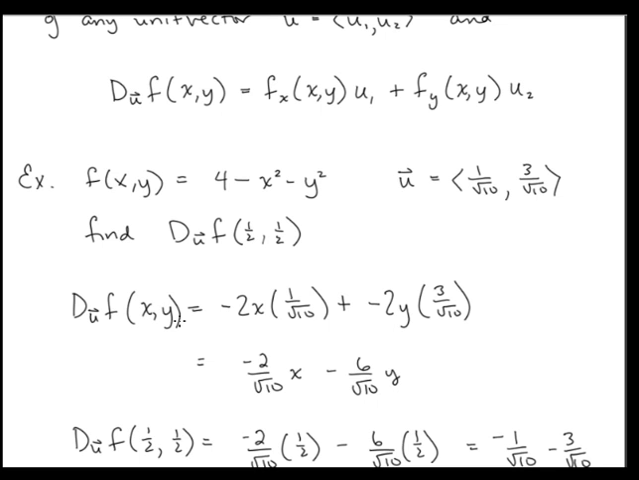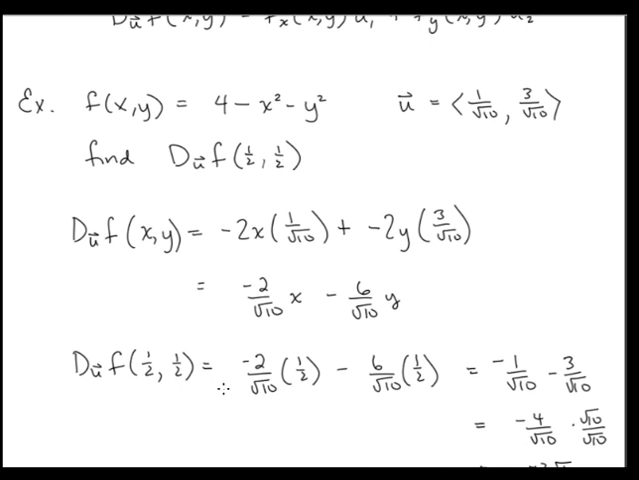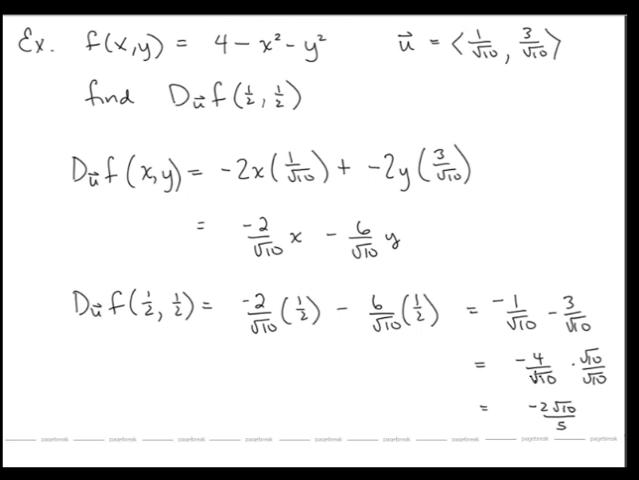And so in terms of x and y, our directional derivative looks like this, but at a particular point, at the point 1/2, 1/2, we plug in x equals 1/2, y equals 1/2, and we get negative 4 over radical 10, or if you want to rationalize and simplify, negative 2 radical 10 over 5.